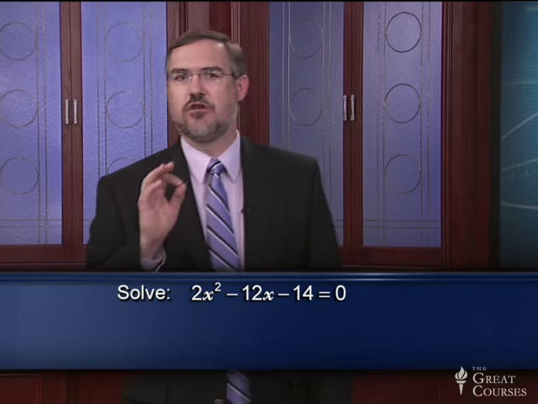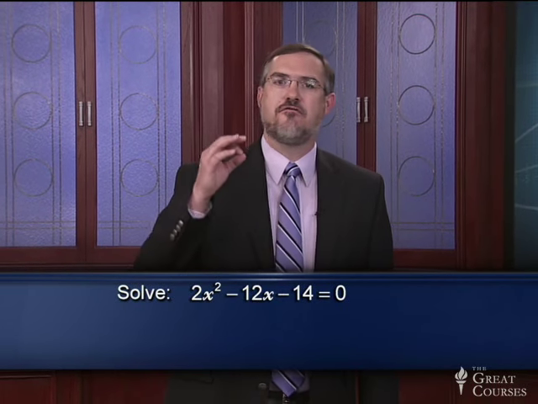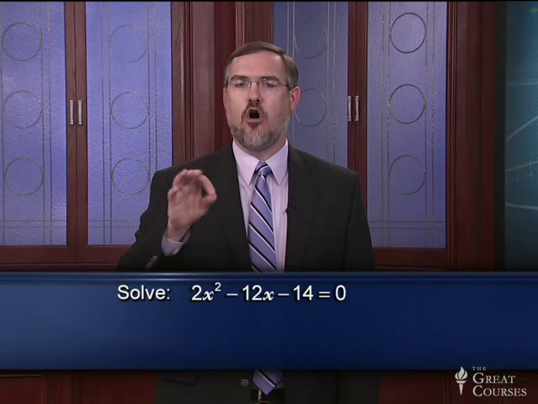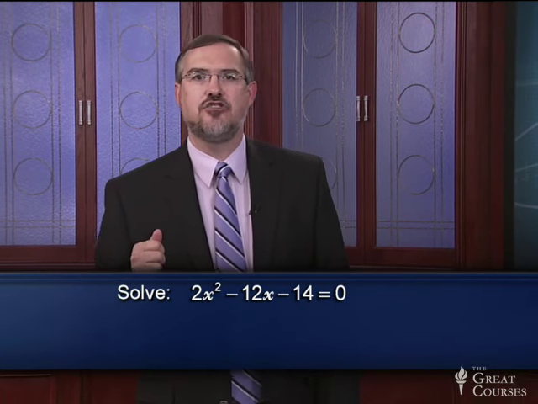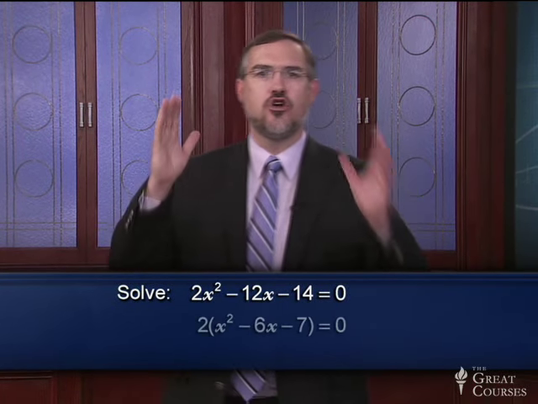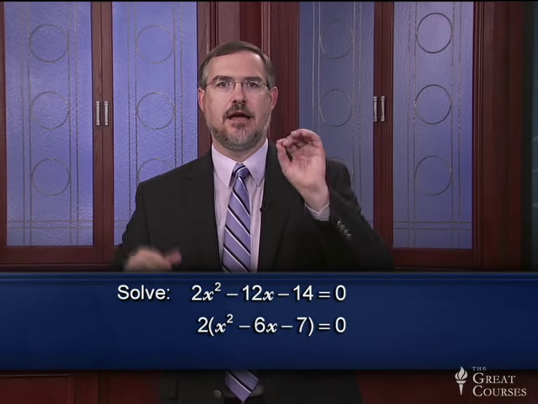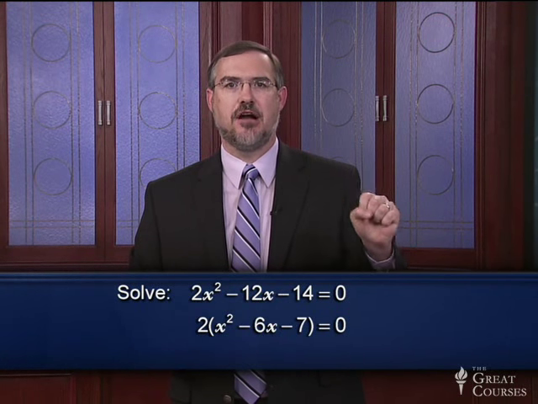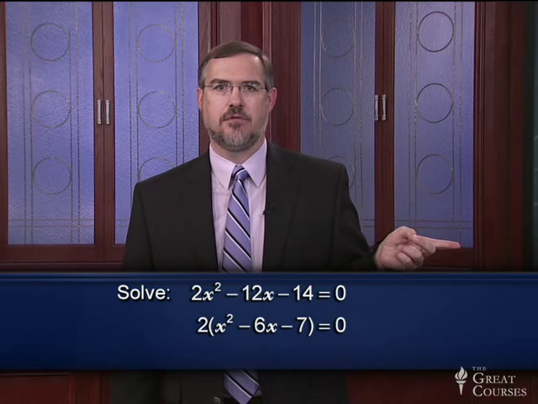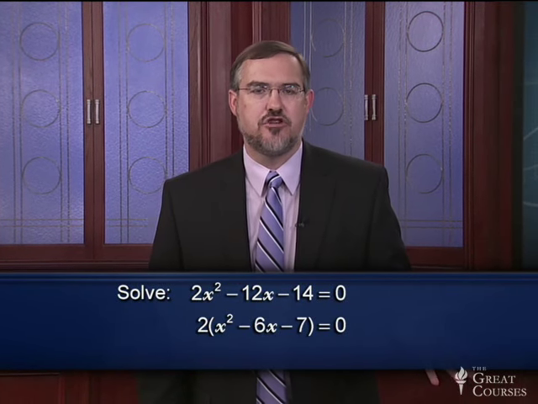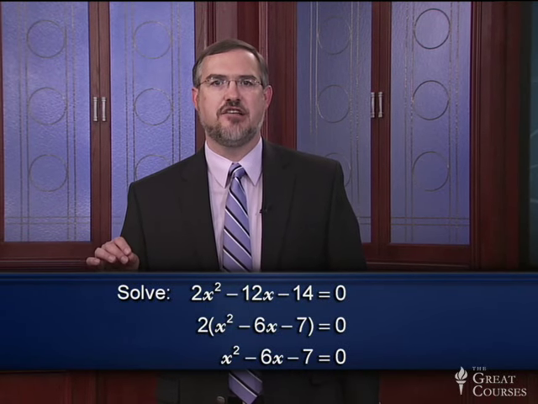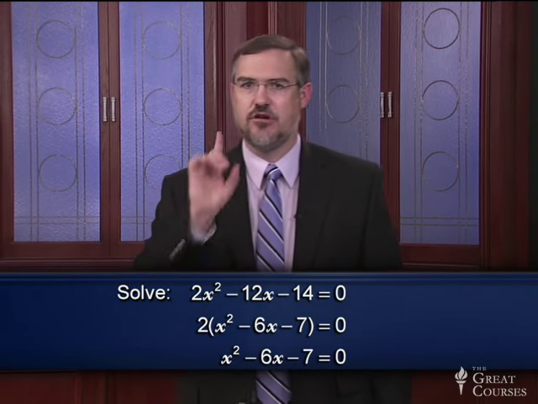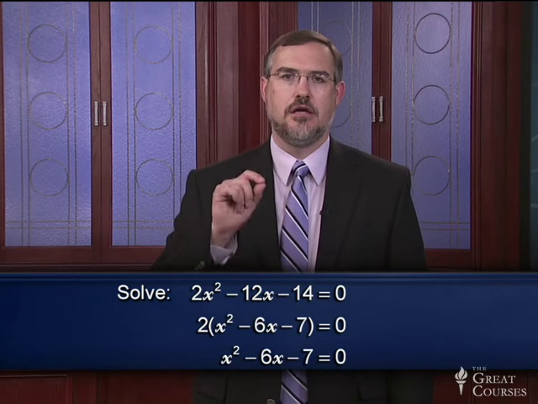So the first thing we really ought to do is factor out a 2 from all of the terms on the left-hand side and divide it out. And when I do that, I'm going to have the following: 2 times the quantity x squared minus 6x minus 7 equals 0. And now I can divide both sides by 2, and I'll have x squared minus 6x minus 7 equals 0. Remember, 0 over 2 equals 0.